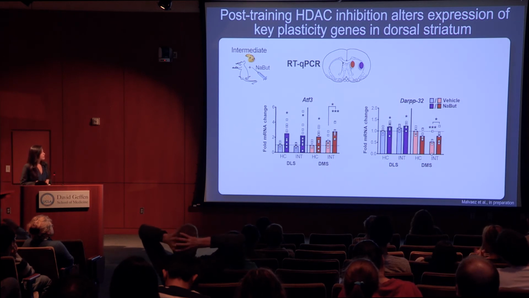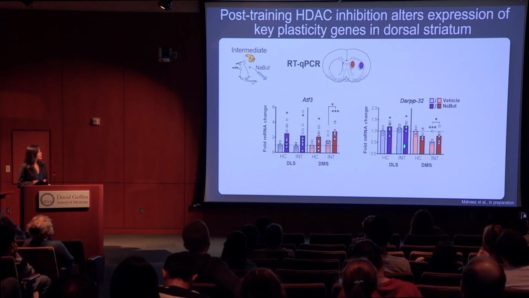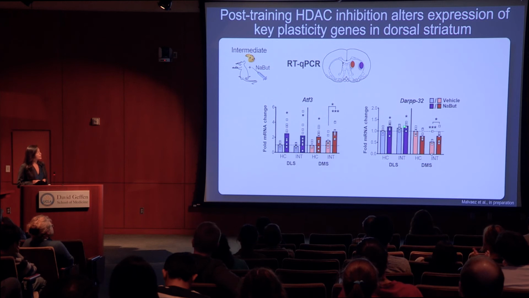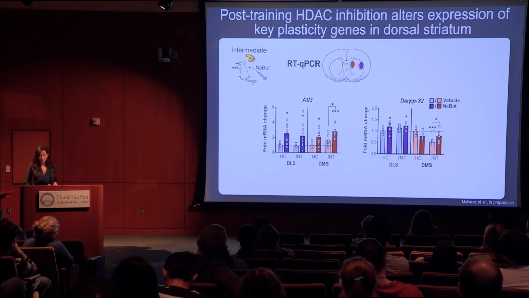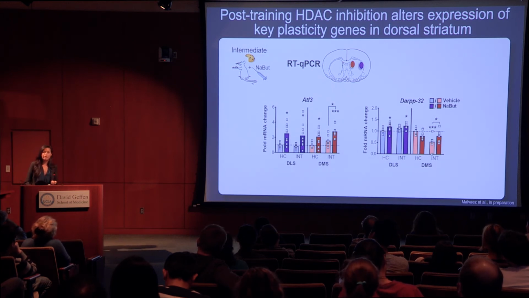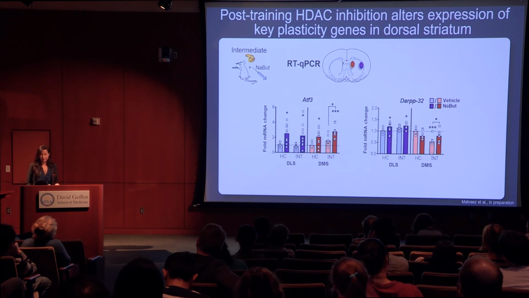And what we see here is that in the dorsolateral striatum, you see an increase with the HDAC inhibitor treatment, a little bit further increase than just training alone. And in the dorsal medial striatum, in which training alone reduces the expression of DARP32, with the HDAC inhibitor treatment, you prevent that reduction. And so this was interesting, especially the DARP32 finding, because it is associated with both dopaminergic and glutamatergic plasticity in the striatum.